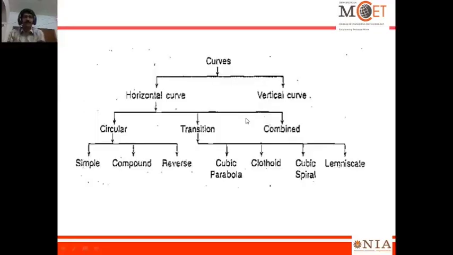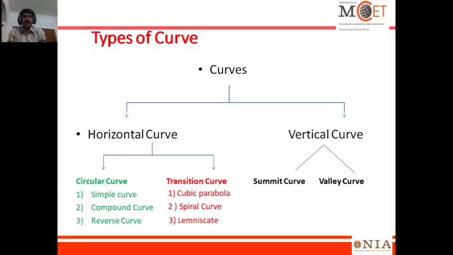These are the types of curves we can have. Curves, you split into the horizontal curve and the vertical curve. The vertical curve is simply divided into summit and sag or valley curve. Horizontal curve is again divided into circular curve, transition curve, or a combination of these two. Again, the circular curve is divided into simple curve, compound curve, reverse curve. Transition curve is divided into cubic parabola, spiral curve, lemniscate.